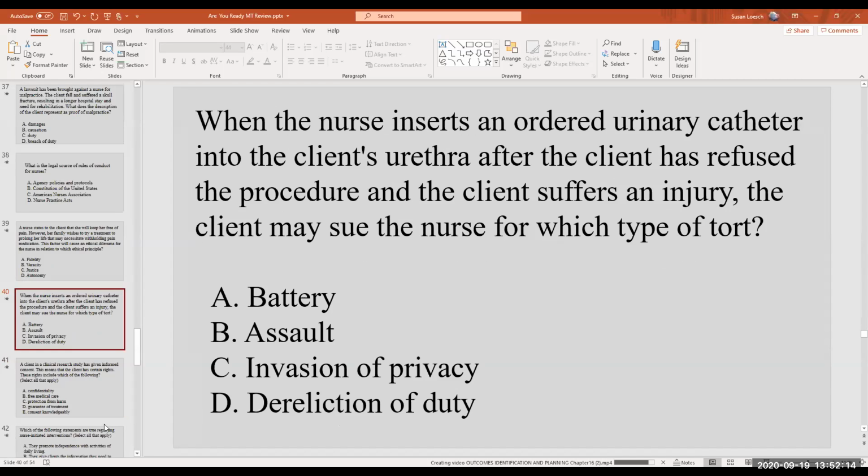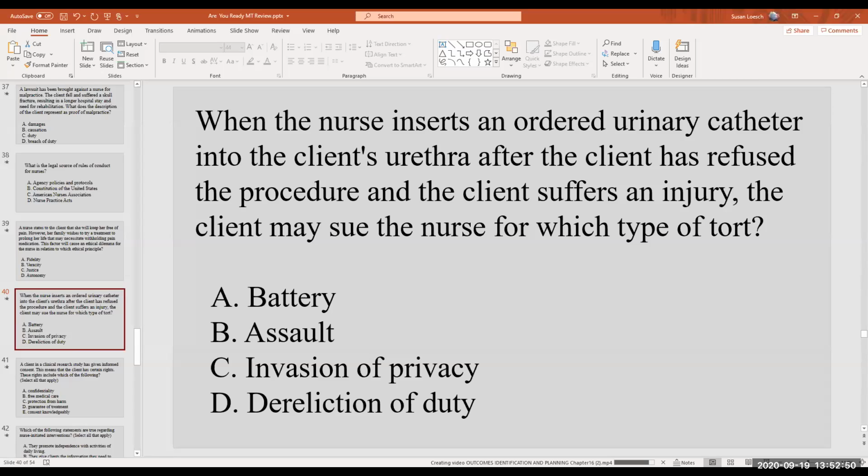When the nurse inserts an ordinary urinary catheter into the client's urethra after the client has refused the procedure, the client suffers an injury. The client may sue the nurse for which type of tort? A. Battery.